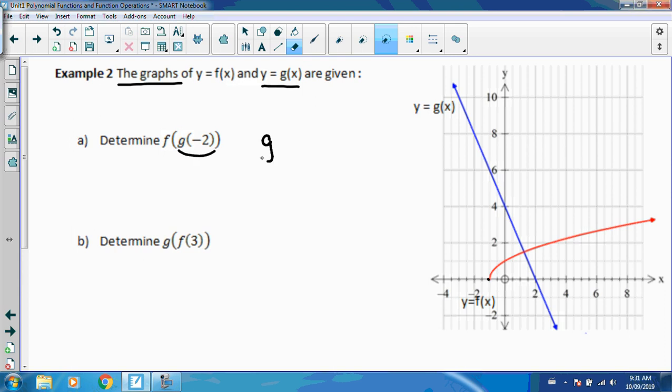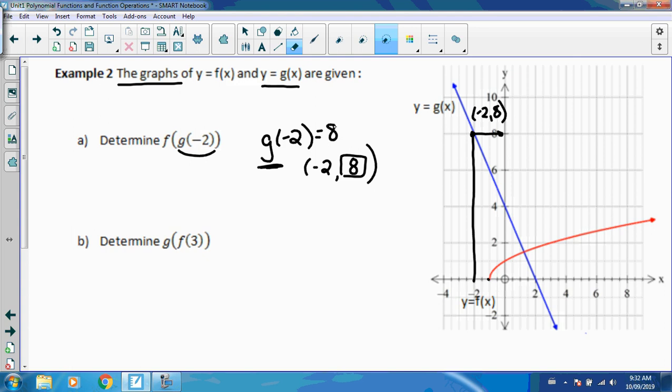So remember, the g of negative 2 really means on the function g, when x is negative 2, what's y? So I'm going to look for x being negative 2, that's right here, and I'm going to find the corresponding y value on the g function. And I can see that point right there is negative 2 comma 8. So this is really 8. So what is the g of negative 2? It's 8.